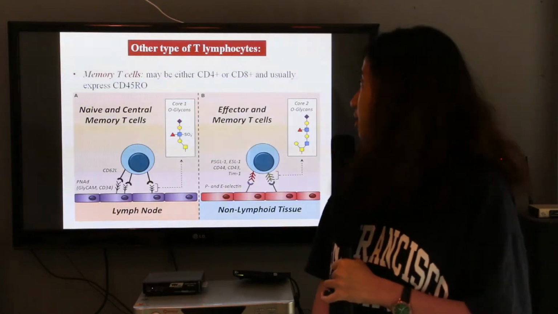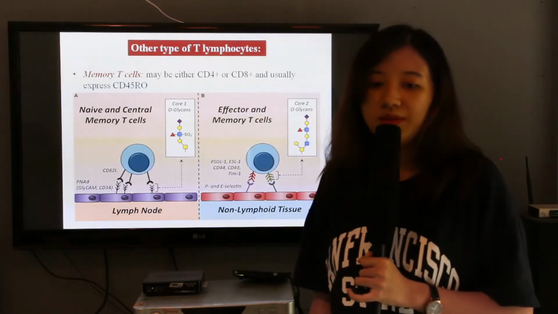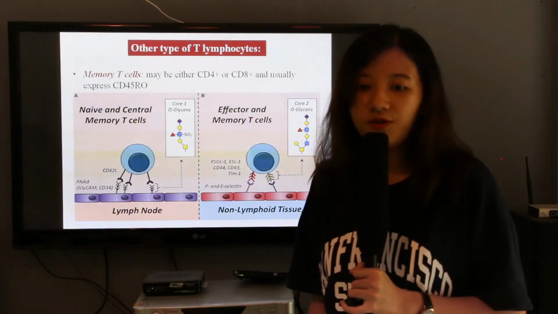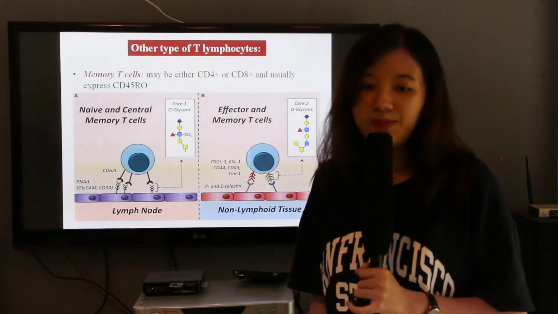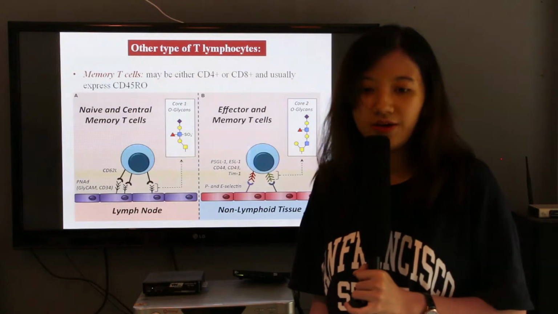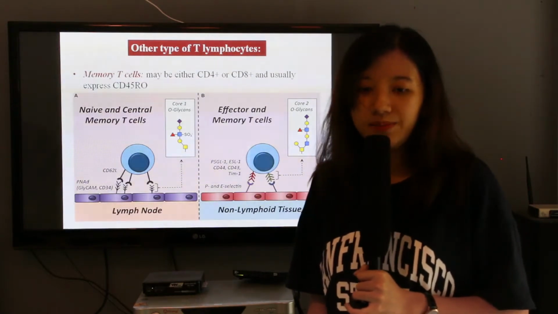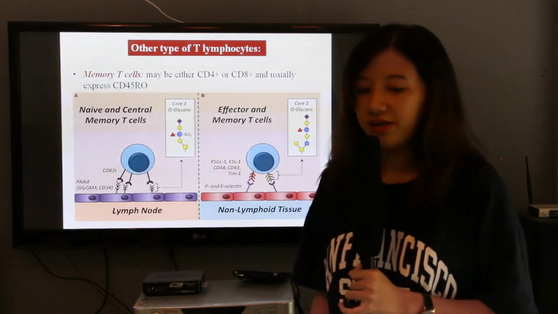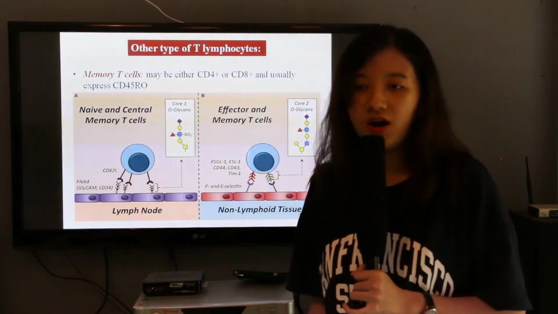The next type is the memory T cells. Numerous subpopulations of memory T cells have been suggested. The single unifying theme for all memory T cell subtypes is that they are long-lived and can quickly expand to large numbers of effector T cells upon re-exposure to their cognate antigen. By this mechanism, they provide the immune system with memory against previously encountered pathogens. Memory T cells may be either CD4 plus or CD8 plus, and usually express CD45RO.